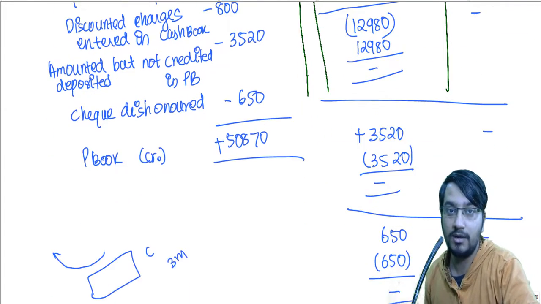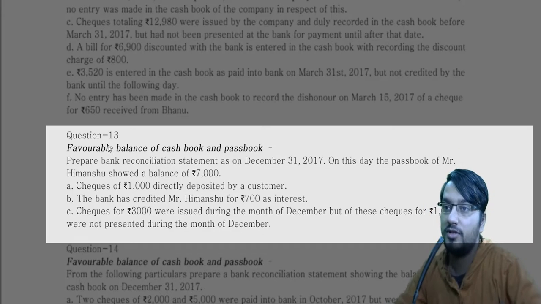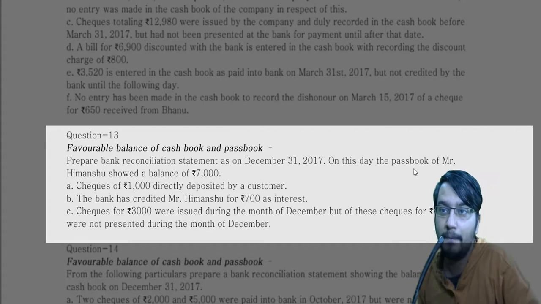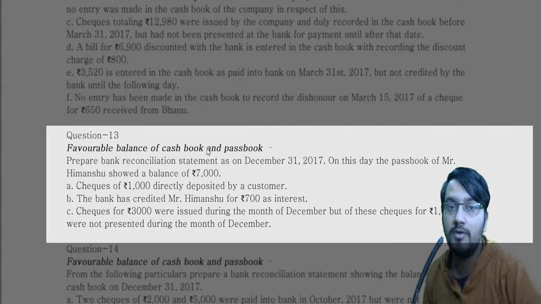Let's proceed to question number 13. For the first time they are giving you the passbook balance, which is 7,000. Nothing is mentioned as favorable or unfavorable. We'll always assume favorable, and 7,000 is a positive amount for the passbook, which is why it is the credit balance. There is a check of 1,000 that was directly deposited by the customer.